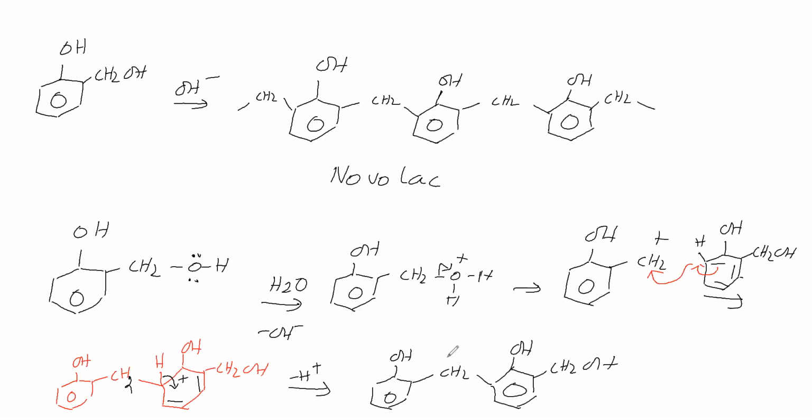So we got one CH2 bridge. Next, this OH will be removed as water. Then it becomes CH2 plus. This CH2 plus will attack this compound. Therefore, if it continues, you will get like this. This is called Novolak. Then next, in this continuation, to this Novolak we add formaldehyde in the presence of acidic or basic medium, and it is warmed. What we get is Bakelite.